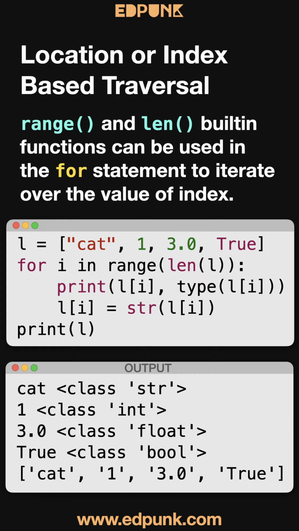You can observe how each item and its data type is displayed one by one, starting with cat, which is of type string, followed by 1, which is of type integer, followed by 3.0 of type float, followed by true of type bool. Finally, the modified list L is displayed, which contains string cat, string 1, string 3.0 and string true. Note how all items have been modified into strings.